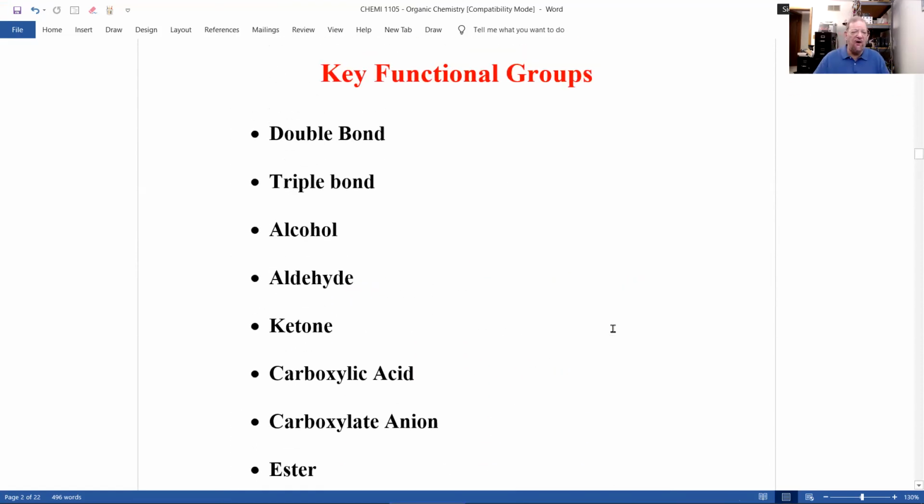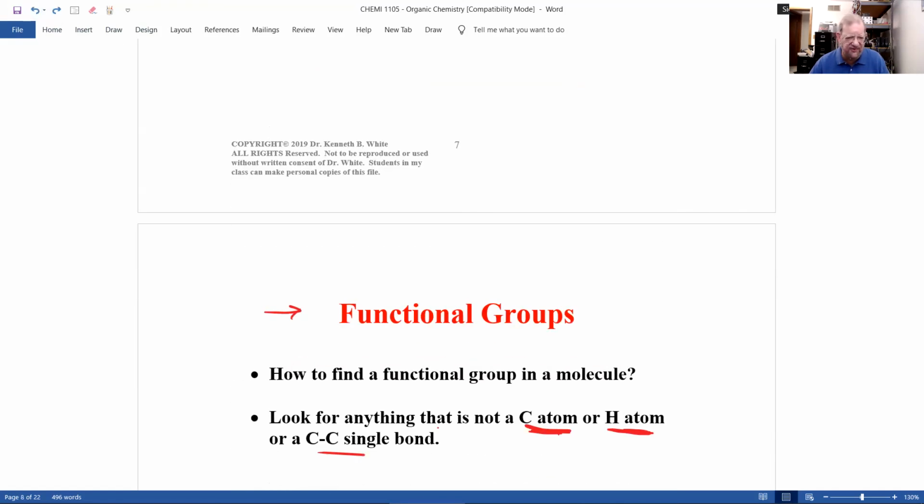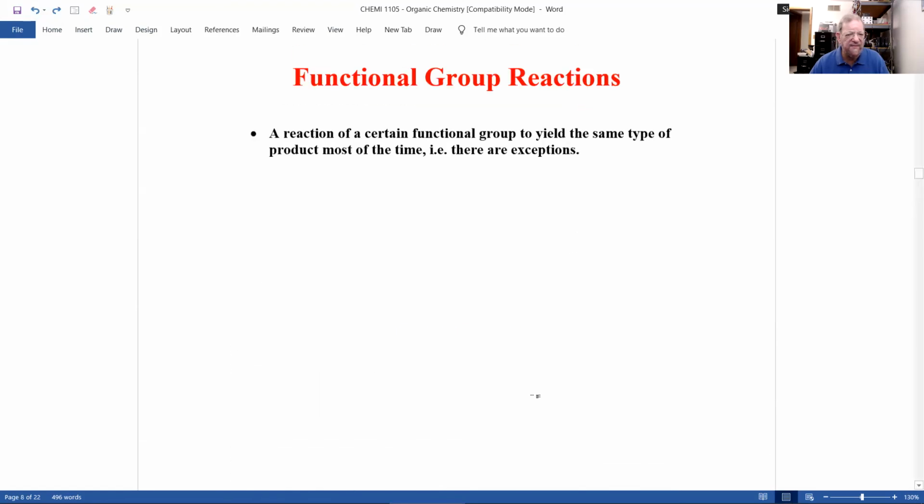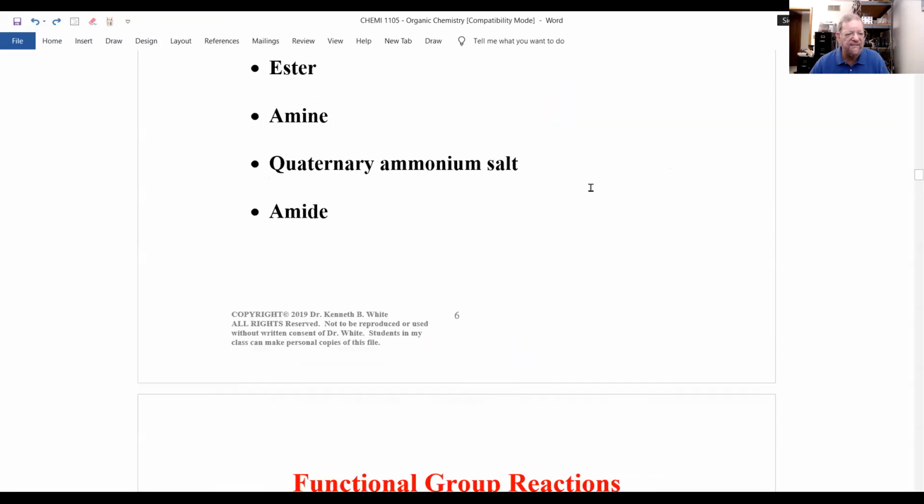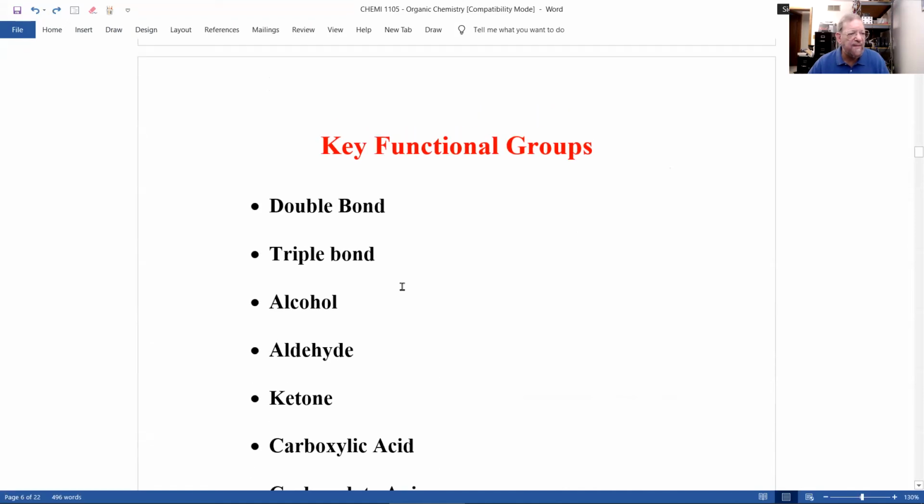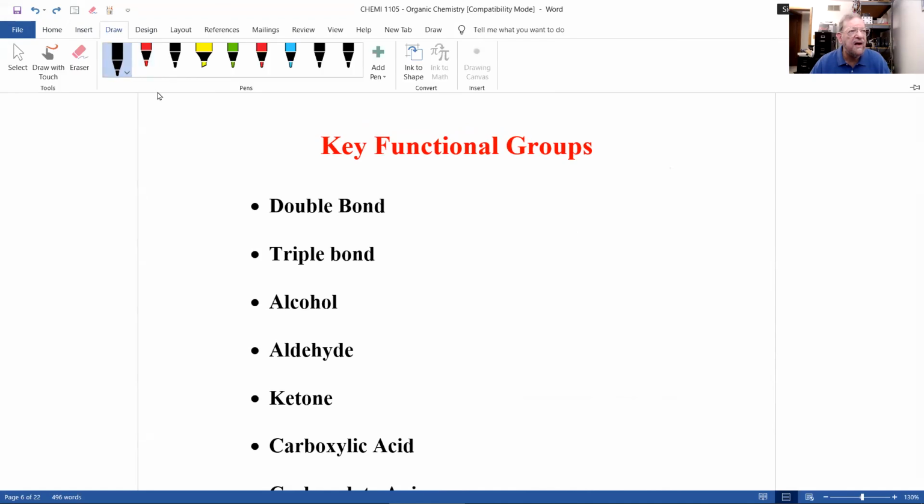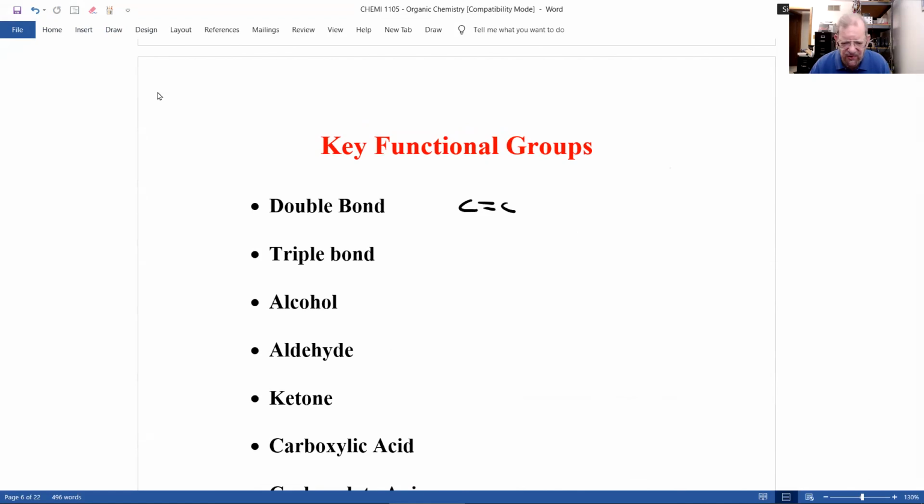Now, there are a whole bunch of functional groups, and the first one is a double bond. In organic chemistry, we don't use Lewis structures. We use what's called the line structure, which I'll be teaching you. A double bond we show by two lines. And one other thing I'll be teaching you in a little while, but I'll mention it now.